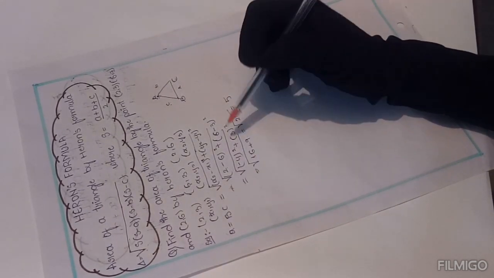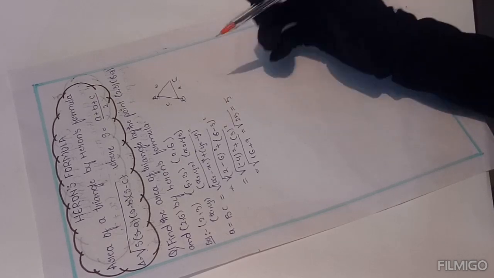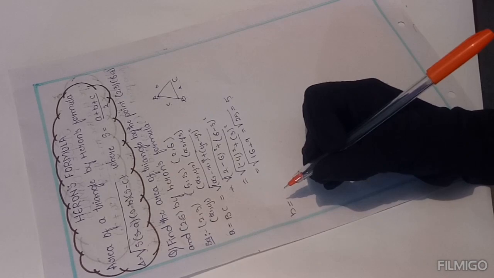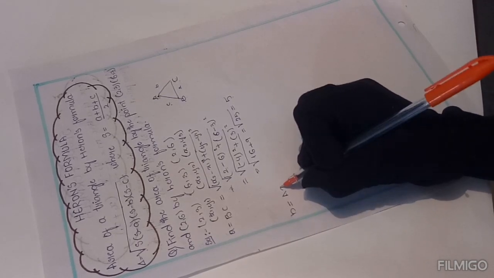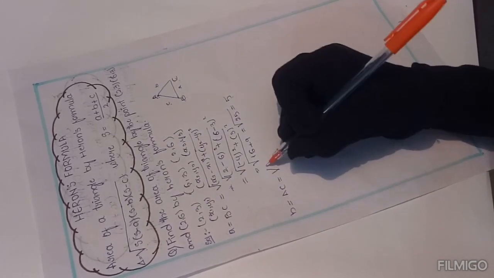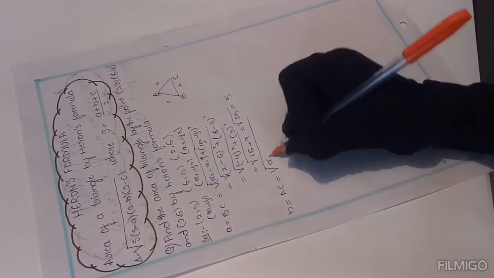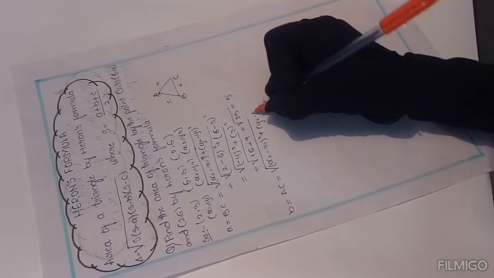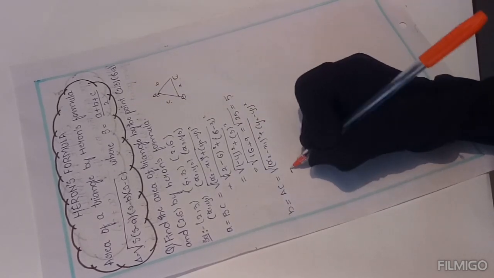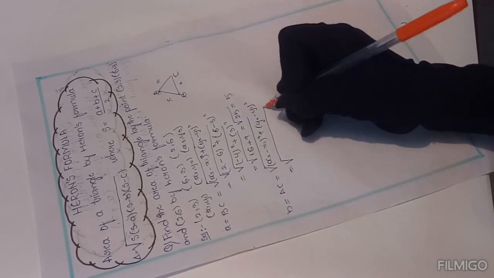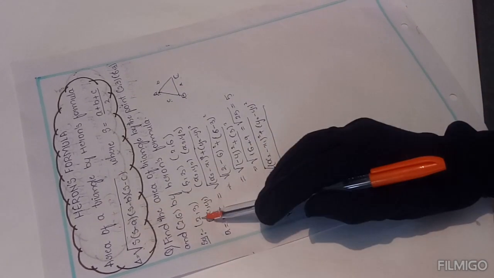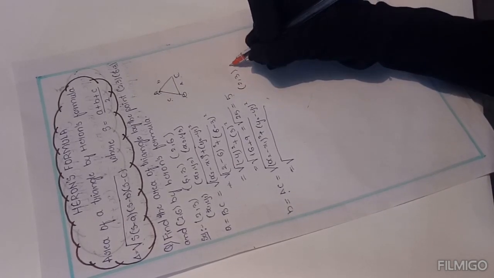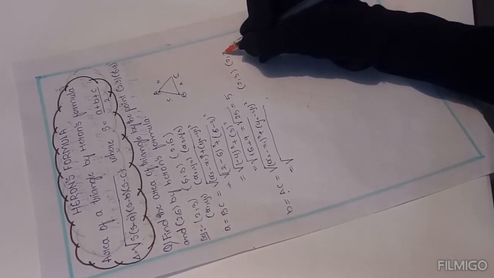Hence the value of A, or the distance between BC, is equal to 5. And now we have to find B. B can be calculated by calculating the distance between AC. So to find the distance we have a formula: square root of (x2 minus x1) whole square plus (y2 minus y1) whole square. The coordinates of A are 2, 3 and the coordinates of C are 2, 6.